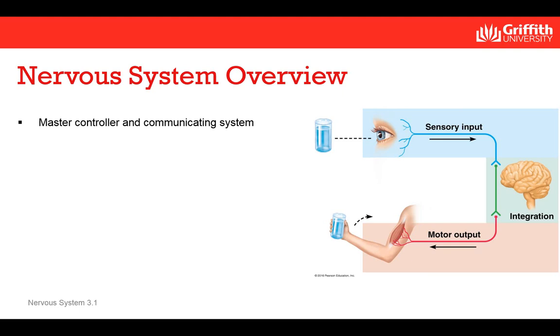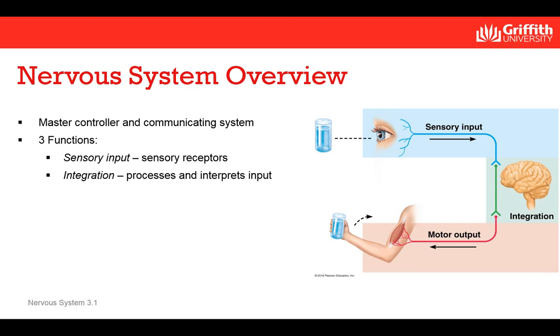There are three main functions of the nervous system. The nervous system gathers information, which we call sensory input, via the millions of sensory receptors that monitor change both inside and outside the body. The nervous system is also responsible for processing and interpreting this information. Deciding what should be done in response to the sensory input is called integration. And finally, the nervous system's response to this information is termed the motor output.